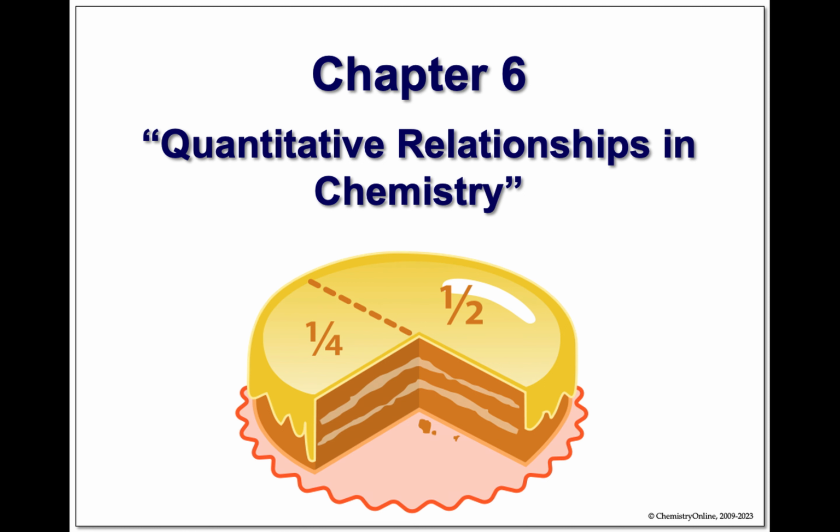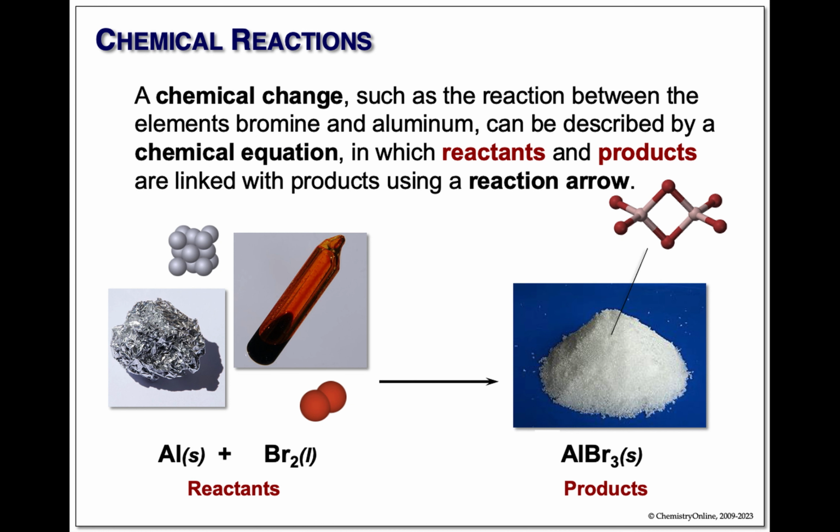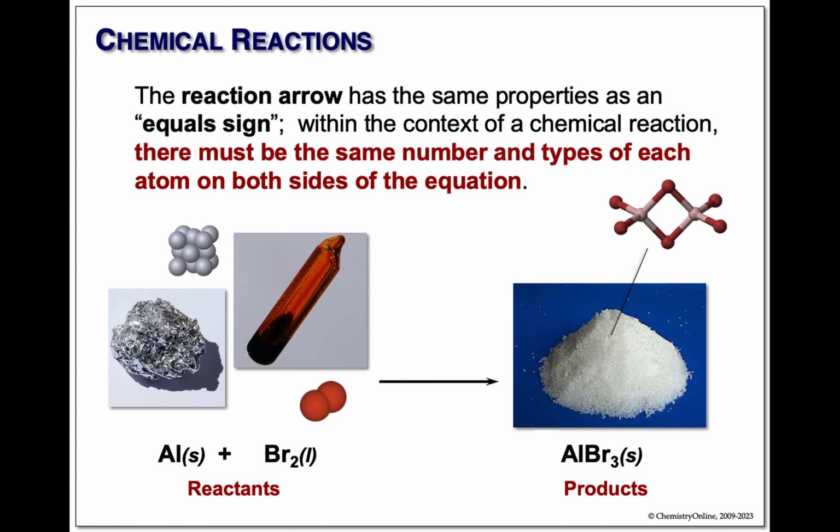Well, today we're going to talk about stoichiometry. We're going to do calculations involving stoichiometry, but it all begins with things that we've seen many times. Chemical change can be described by an equation. We have reactants, we have products, and a reaction arrow. We said the arrow has the same properties as an equal sign, same numbers and types of atoms on both sides, and of course, the same mass.